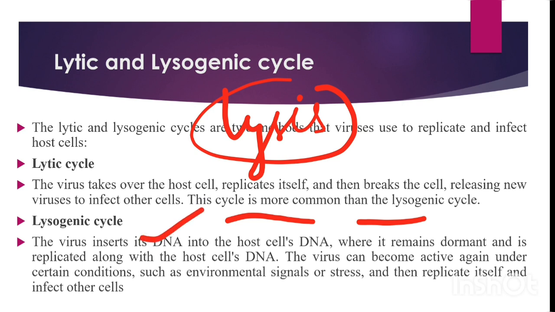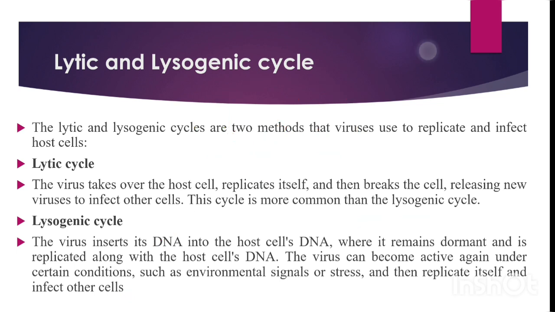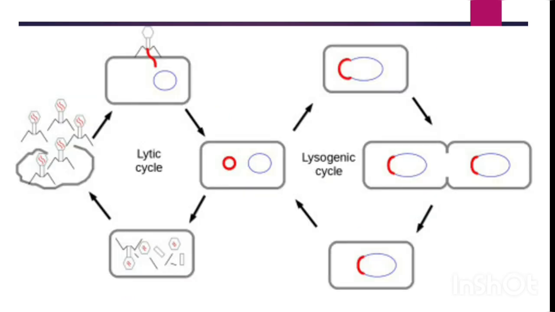Viruses insert DNA into the host cell, where it remains dormant and is replicated along with the host cell DNA. The virus can become active again under certain conditions and can replicate itself and infect other cells. So, this is the lytic cycle and this is the lysogenic cycle.